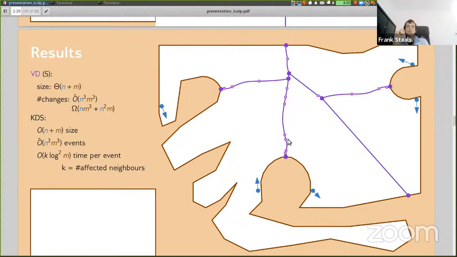Also, it's not actually a tree, right? In general, it can be an arbitrary graph structure. Yes, for sure.